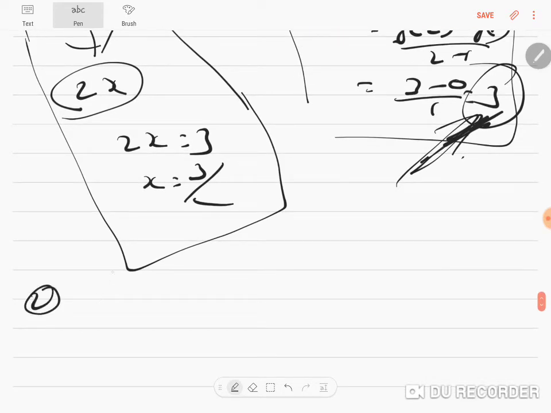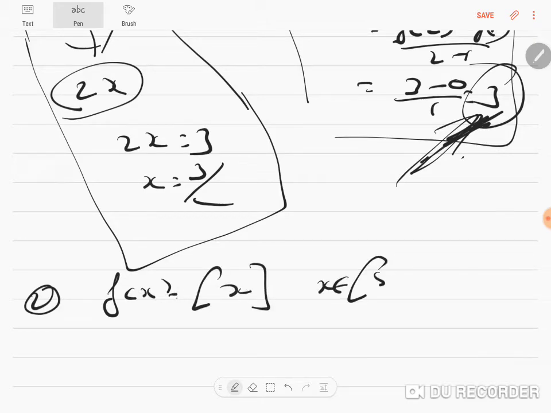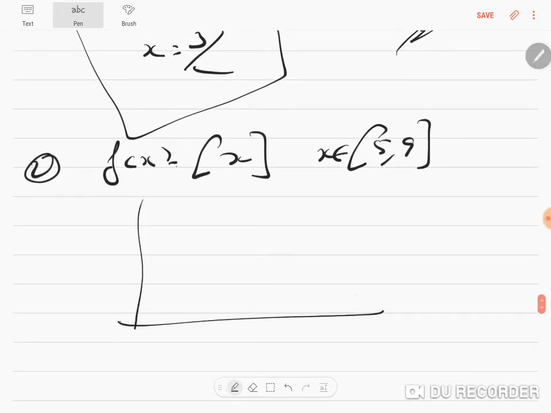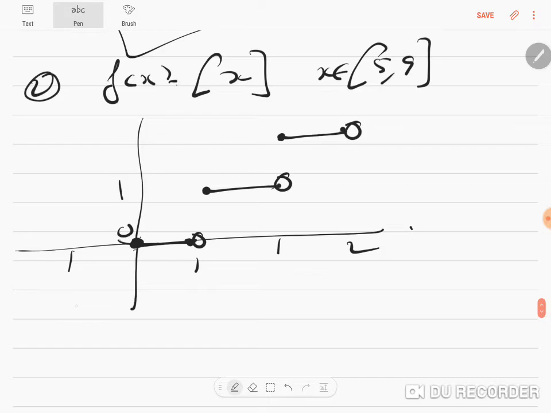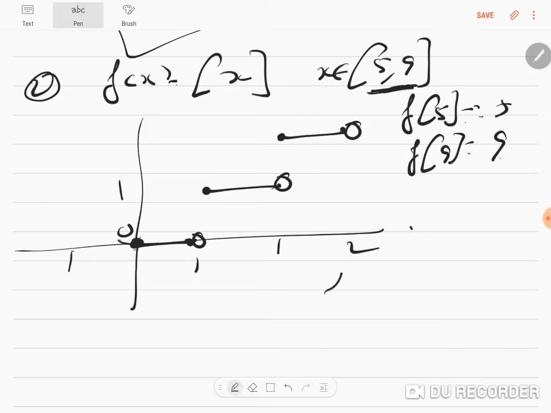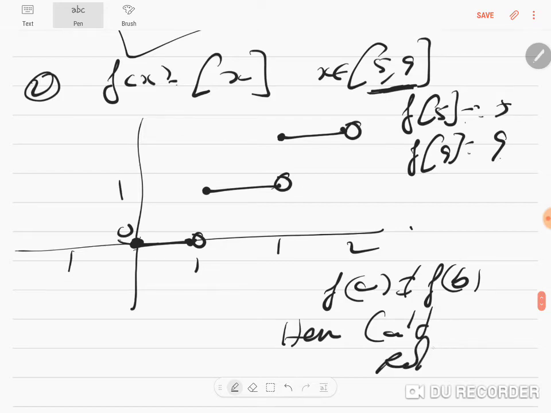Okay, now going to the second question. I have to verify Rolle's theorem for a greatest integer function lying between 5 and 9. How to draw a greatest integer function? From 0 to 0.99, the answer is 0. 1 to 1.99, the answer is 1. 2 to 2.9999, the answer, you have done this last year, right? So likewise, from 5 to 9, f of greatest integer function of 5 and f of greatest integer function of 9 have got two different values. 5 and 9 will be the answers. So f of a is not equal to f of b, hence you cannot verify Rolle's theorem, that's all.